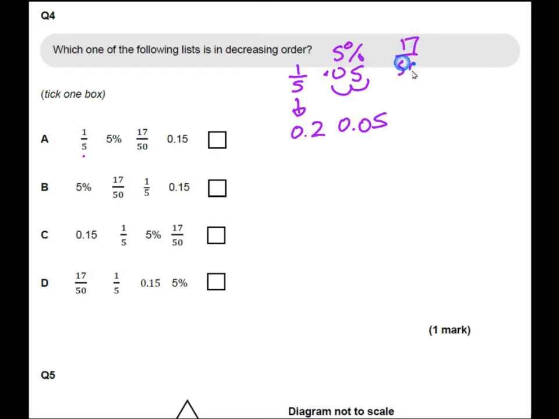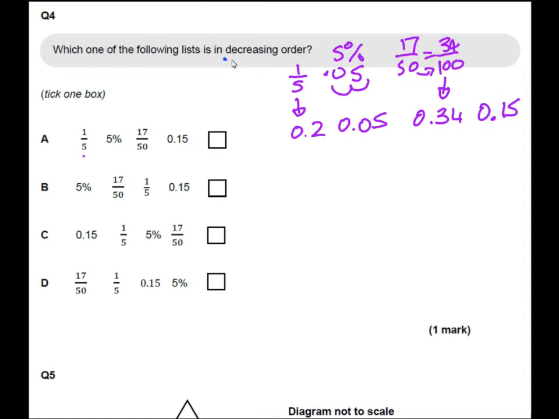17 over 50, if we turn it into a percentage, is 34%, and then if we turn that into a decimal, we have 0.34 for 17 over 50. So we used equivalence to turn it into a percentage because that was quick and easy, and then to turn 34% into a decimal, straightforward, just move the decimal point 2 places. And then our final number is our decimal.